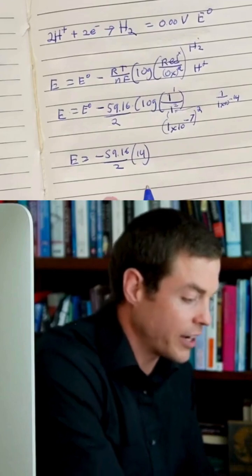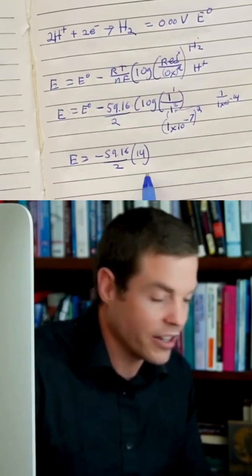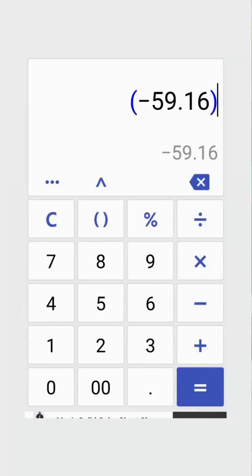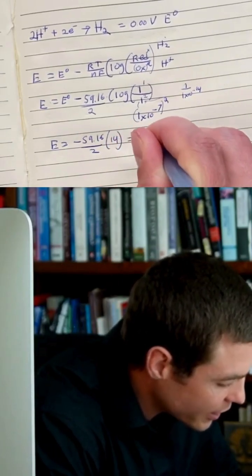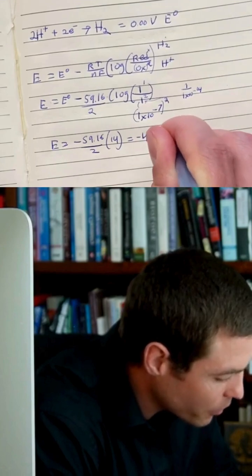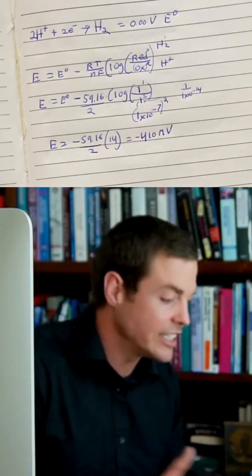Now let's put this into our calculator. All right, and what do we get? Let's do it really quick. We get negative 410 millivolts. That's why a higher pH is going to change this so much.